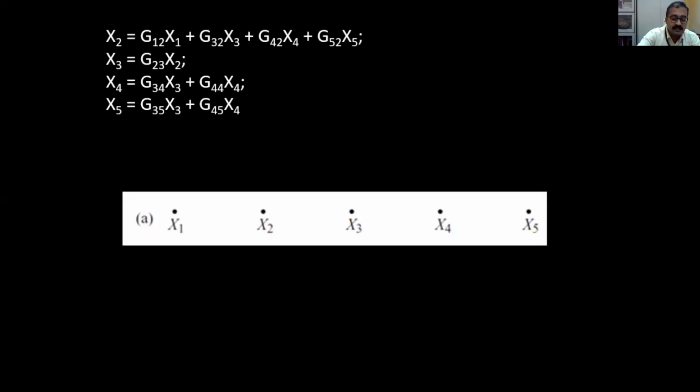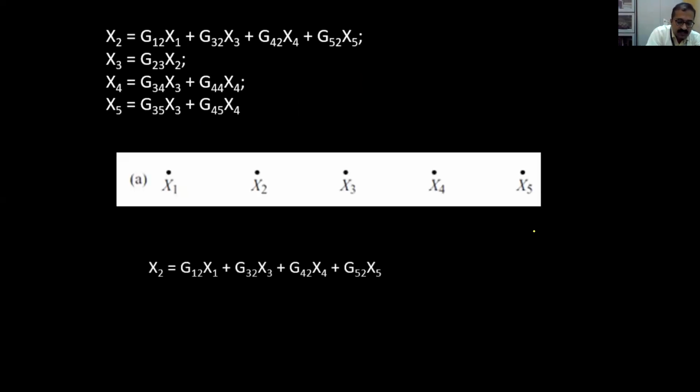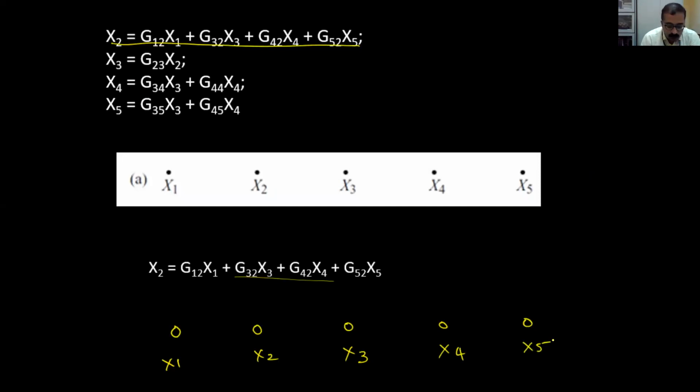Now we will take each equation one by one. What is the first equation? X2 equals G12 X1 and so on, that's what I have written here. We have 5 nodes here: X1, X2, X3, X4, and X5. Now what is X2? X2 is a sum of signals from X1, X3, X4, and X5 at appropriate gains. There is a branch from X1 at a gain of G12.